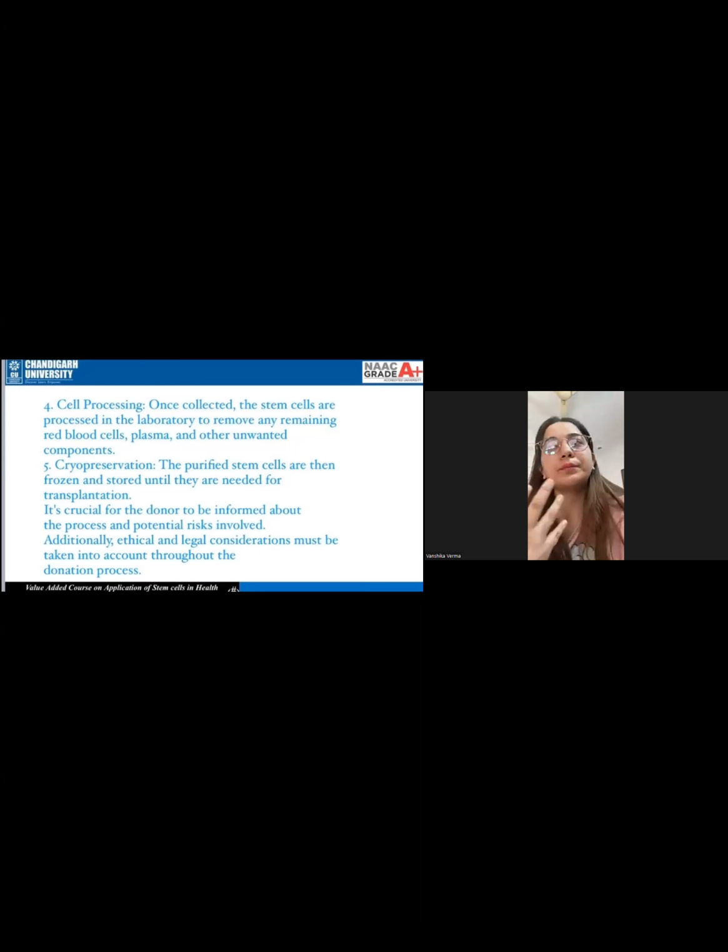If the patient is donating the stem cells to a person, then legal consideration must be taken throughout the donation process. So he should be aware of all the consequences, what the consequences could be after donating, and what the proper consideration is. So the norms and the proper consent form should be signed by the donor himself.